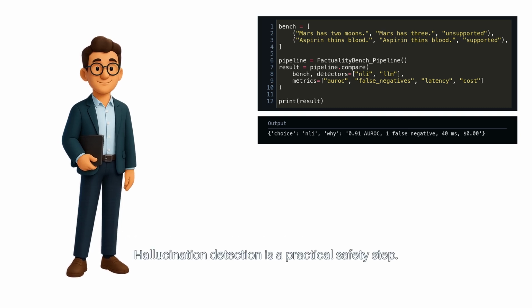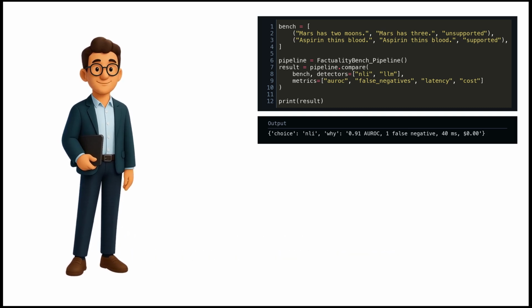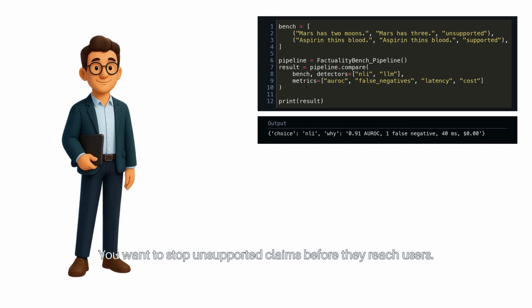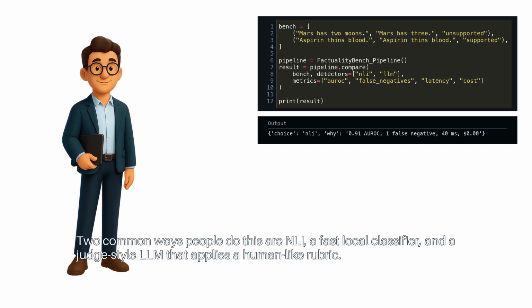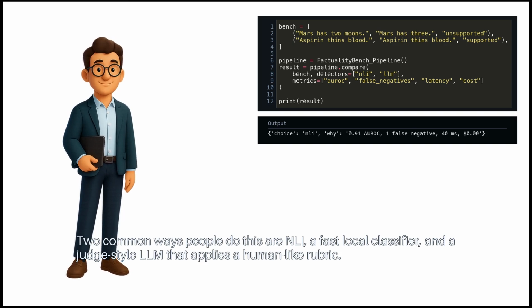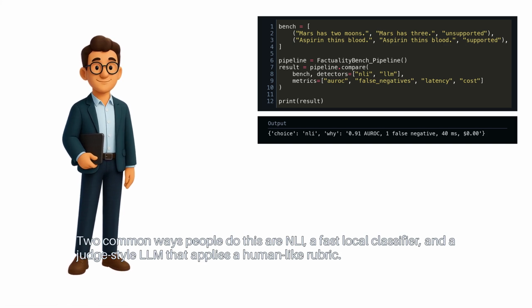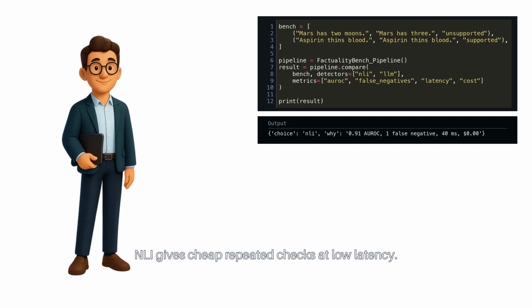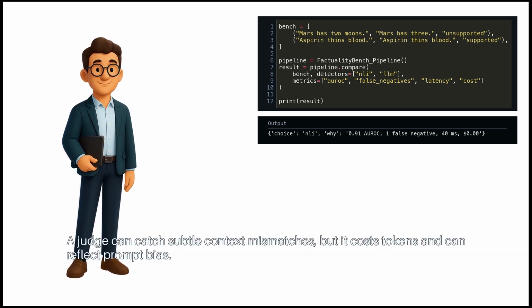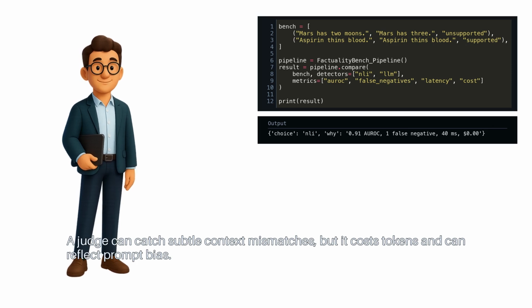Hallucination detection is a practical safety step. You want to stop unsupported claims before they reach users. Two common ways people do this are NLI, a fast local classifier, and a judge-style LLM that applies a human-like rubric. NLI gives cheap, repeated checks at low latency. A judge can catch subtle context mismatches, but it costs tokens and can reflect prompt bias.